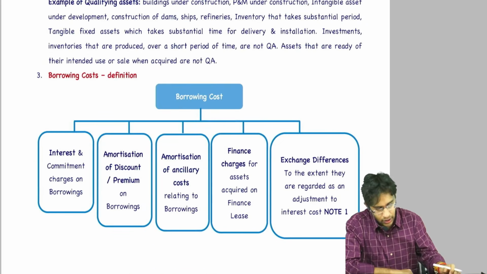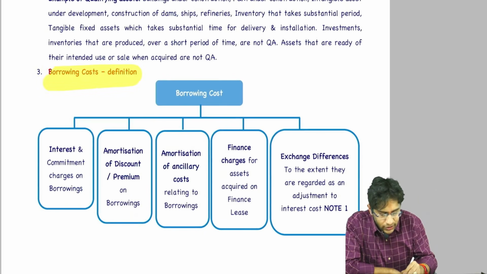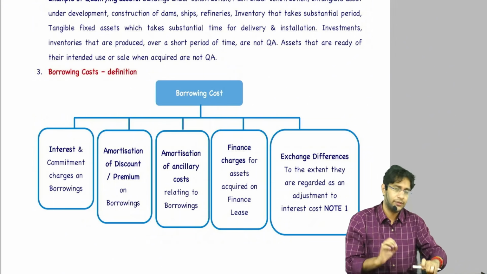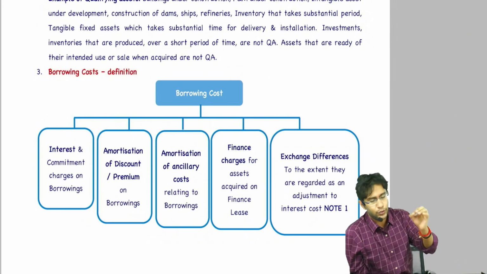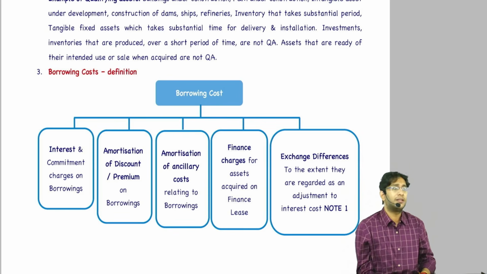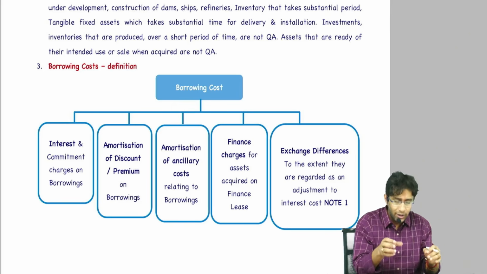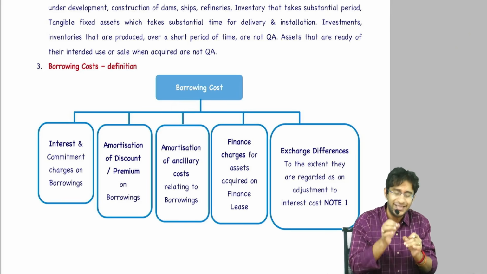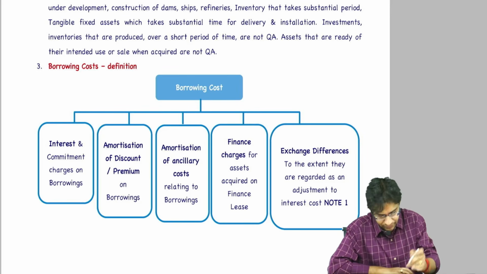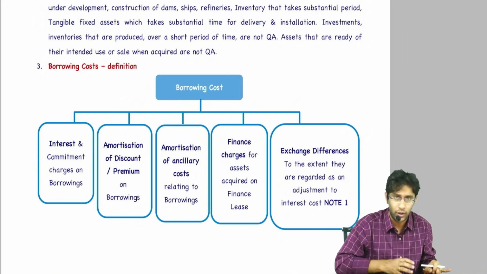Next. So qualifying asset we have defined. Now what is borrowing cost? Borrowing cost means costs associated with borrowing of funds. Very simple English. What are the costs that are associated with borrowing of funds? Interest. Even though the term borrowing cost basically identifies interest, there can be so many other items which can also qualify as a cost of borrowing or borrowing cost according to the standard.